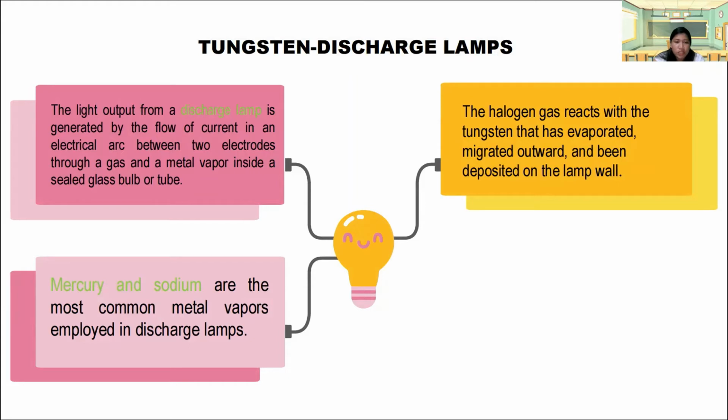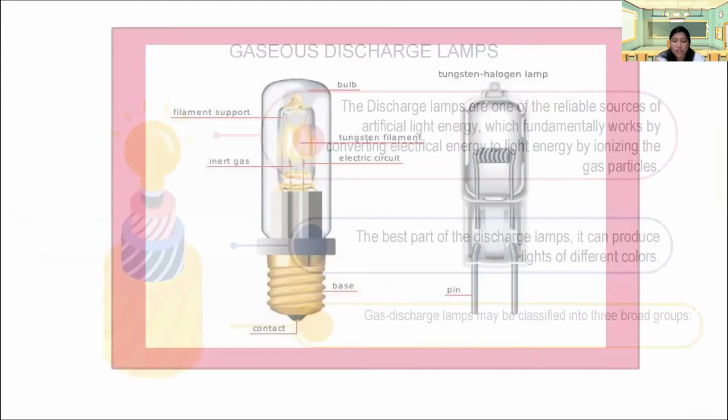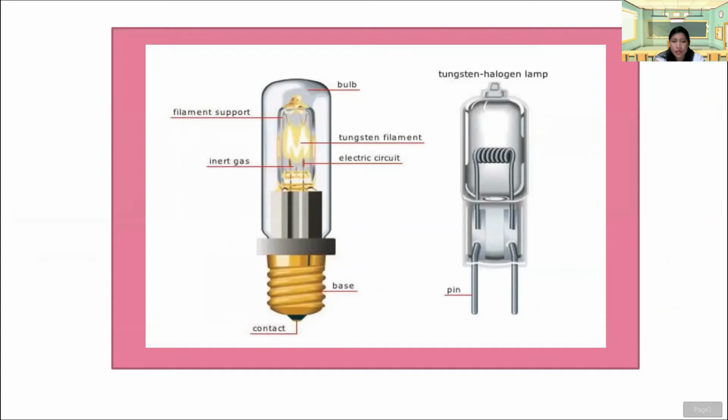Mercury and sodium are the most common metal vapors employed in a discharge lamp. So this is the picture of the tungsten halogen lamp. This is the parts of the bulb.